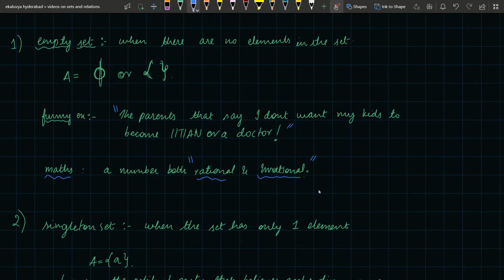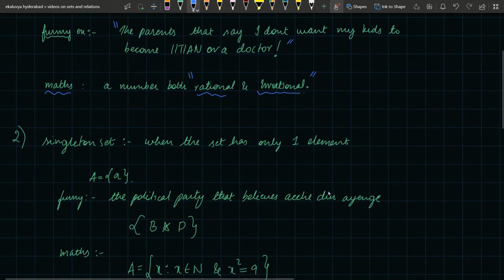Okay, let's go to the singleton set. Singleton means single, just one element. So whenever there is a set that has only one element in it, we call it a singleton set. Like in this example, only A is there in the set, so we call it a singleton set. Example: the political party in India that believes "Achhe Din Aayenge." That is a singleton set. There is only one political party which believes that, and that is B star P.